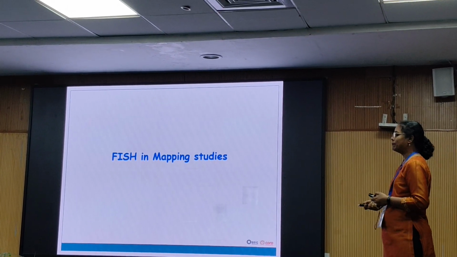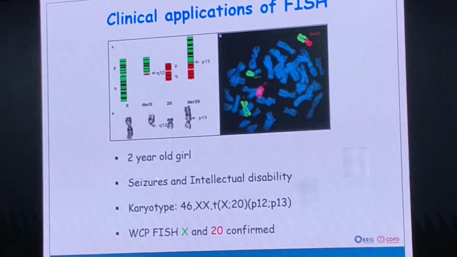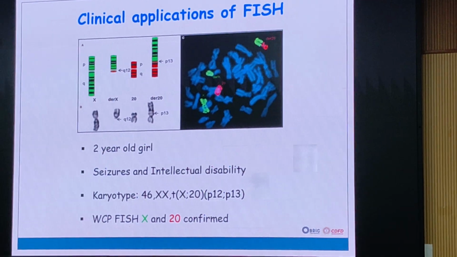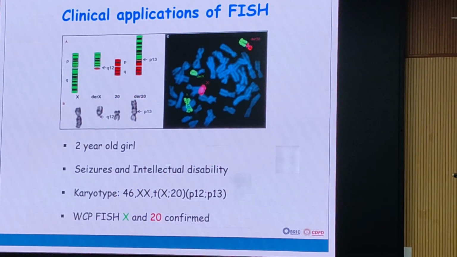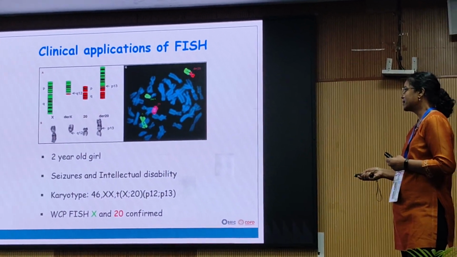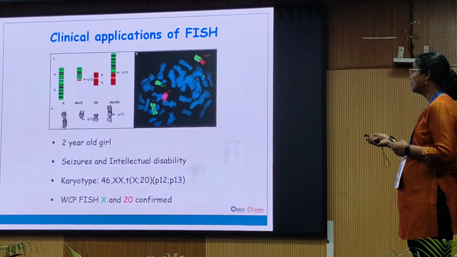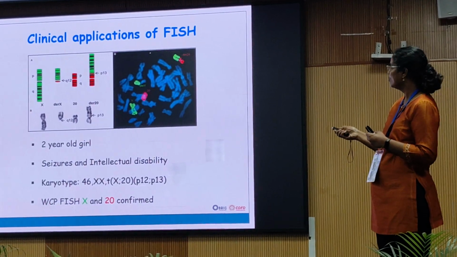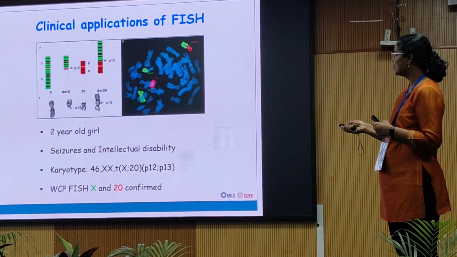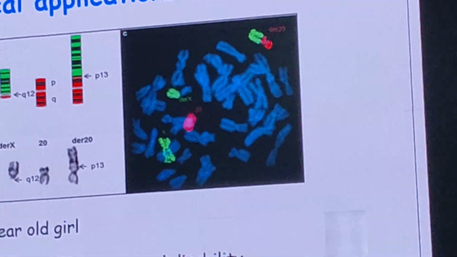This is a 2-year-old girl with seizures and intellectual disability who came to our clinic. What we have seen is a karyotype of 46,XX with a translocation between X and 20. We have also done FISH with whole chromosome probes. You can see normal X, normal 20, and these two are the derivative X and 20. So how did we do that?